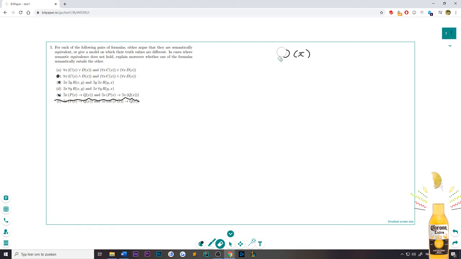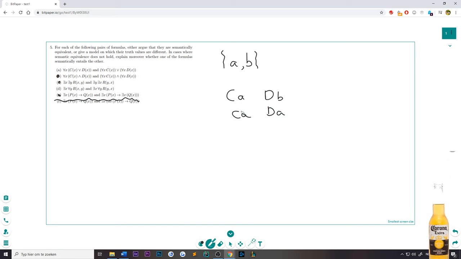So if we zoom in on A, it's saying that for all x, and these are all the x we have. We have A, B, so we only have two x's. For all x's, they're either C or D. CA and DB is a valid model for the first one, but CA, DA is also valid, because for all x in AB, they are either C or D.